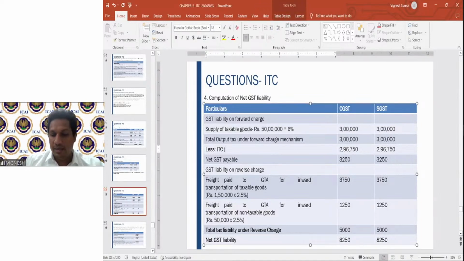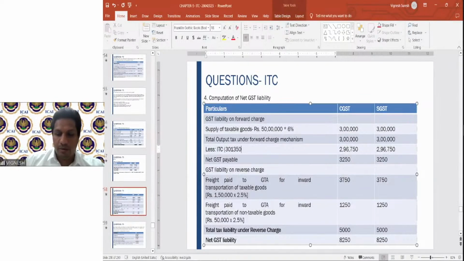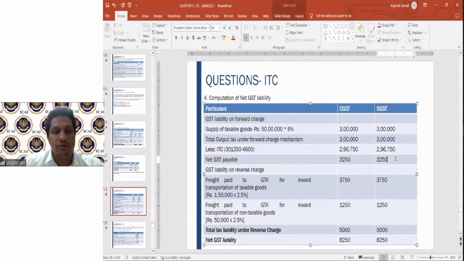This is basically nothing but what you have got here, 3,01,350 minus the common credit attributable to exempt. So this is 296,750 what you have got. So net GST payable will be 3,250 each.